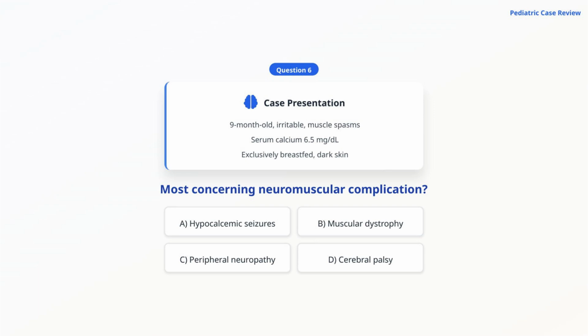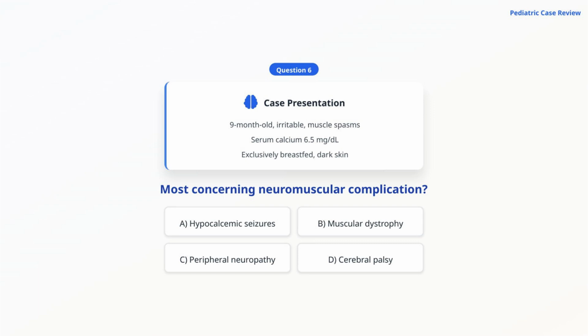Case 6. A 9-month-old infant presents with irritability and muscle spasms. Laboratory testing reveals a serum calcium level of 6.5 milligrams per deciliter. The child was exclusively breastfed and has dark skin pigmentation. Question: what is the most concerning neuromuscular complication?